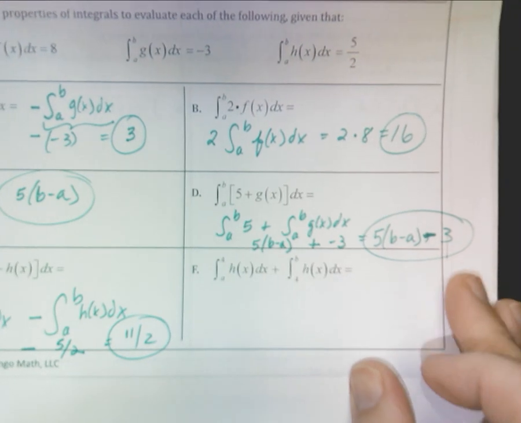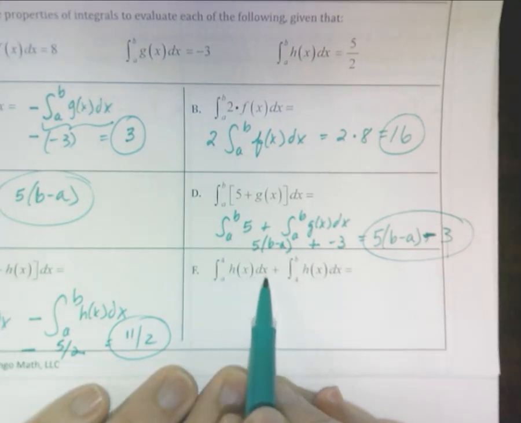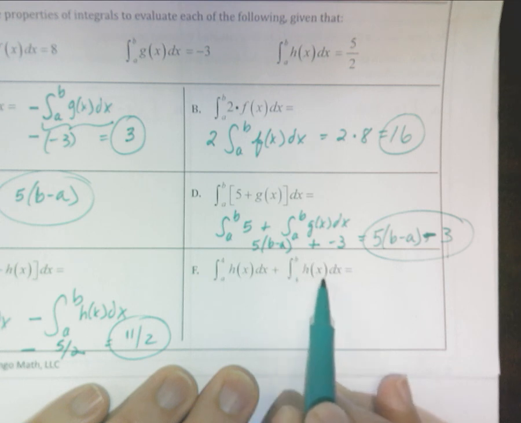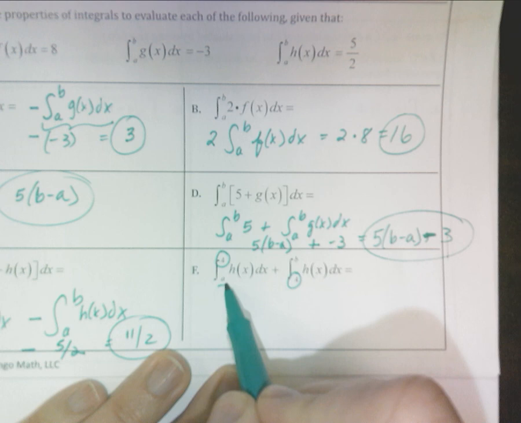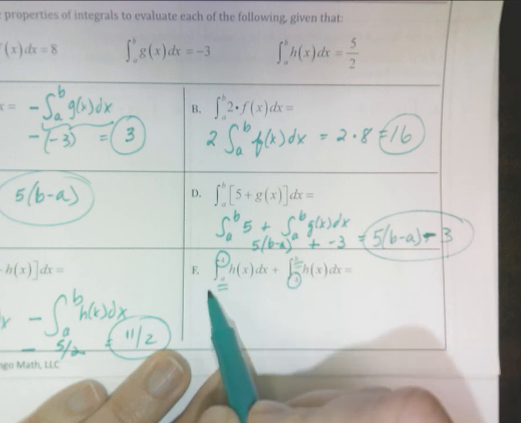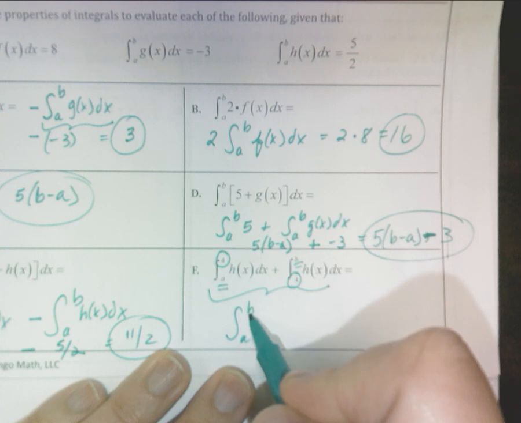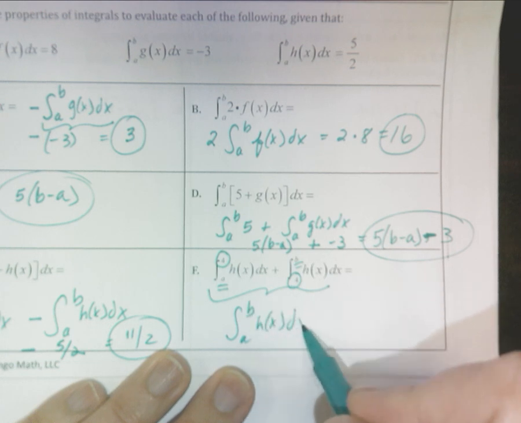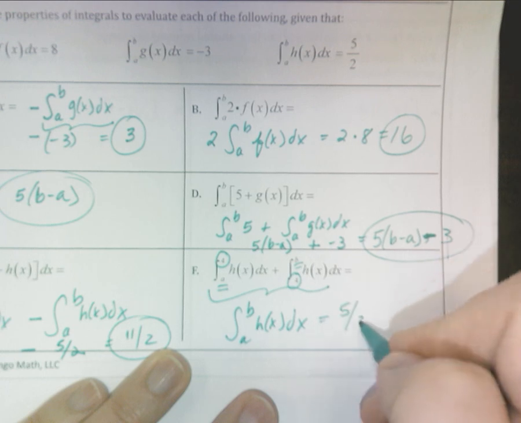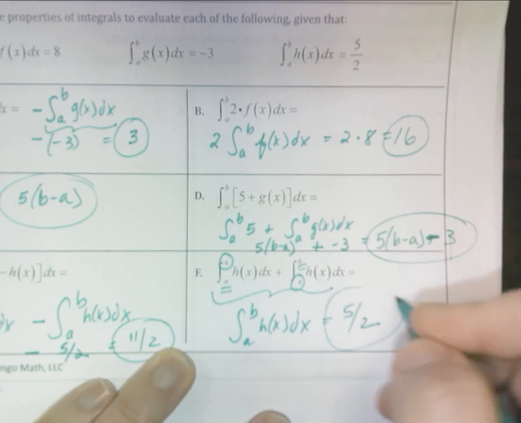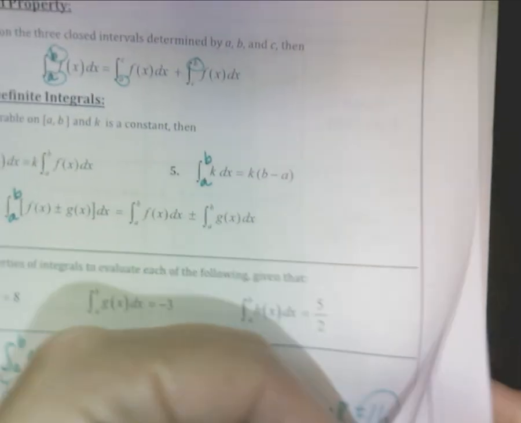All right, last but not least, the integral from a to 4 of h of x plus the integral from 4 to b of h of x. Interesting. These are the same number, a and b. You can actually combine this to be one integral going from a to b of h of x dx. And we have that, and that is 5/2. So pretty easy to use the properties. Definitely going to want to write them down and know them.